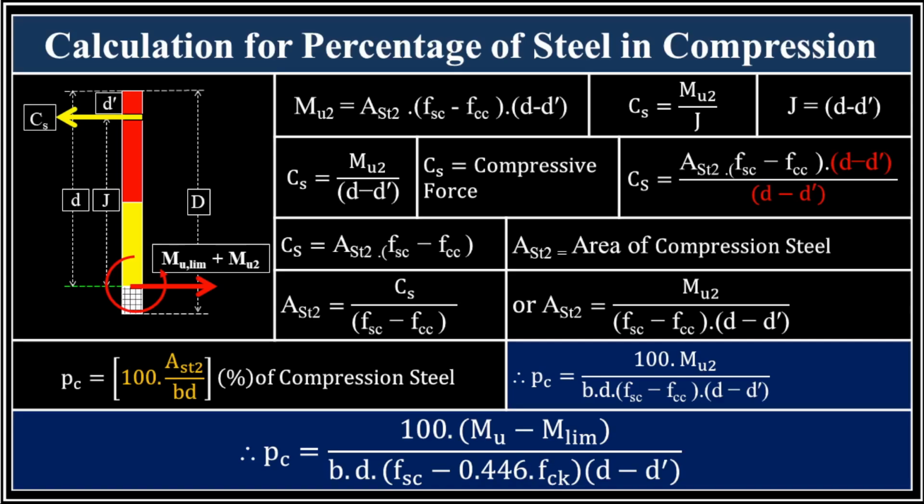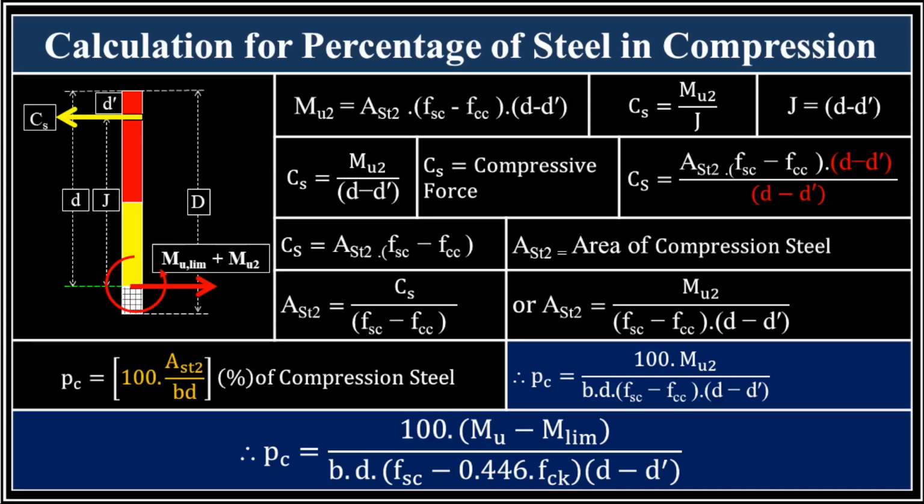On the left side of the slide, you can see a schematic diagram of a beam section. It illustrates key parameters such as d dot, the distance to the compression steel, d, the effective depth of the beam, and D, the overall depth. You also see the CS representing the compressive force in the steel, and J representing the lever arm. J is the distance between the centroid of the steel at the tension and compression zone. The diagram further shows the total moment capacity Mu lim plus Mu2.